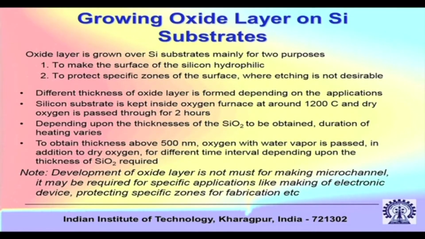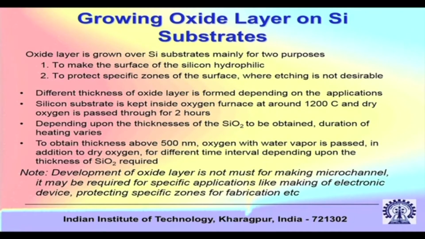There are different thicknesses of oxide layers that are formed, and typically the protocol is that the silicon substrate is kept in an oxygen furnace at around 1200 degrees centigrade and dry oxygen is passed through for around 2 hours. These figures are important for practicing engineers, and when you practice in the lab this may be important, but I can assure you that these numbers, 1200 degrees centigrade and 2 hours, will not be important so far as your exam related issues are concerned. Depending upon the thickness of SiO2 being obtained, the duration of the heating varies.